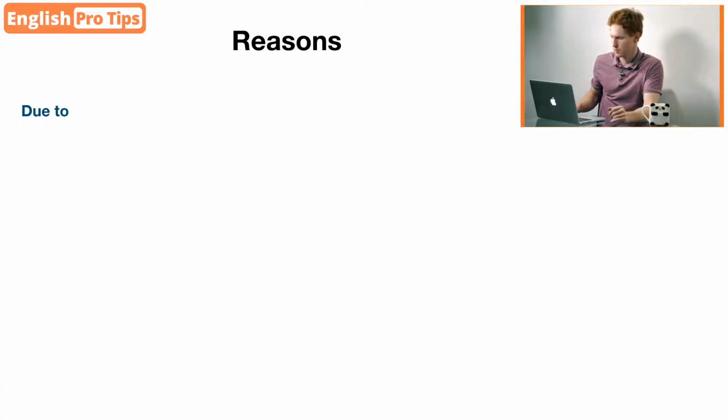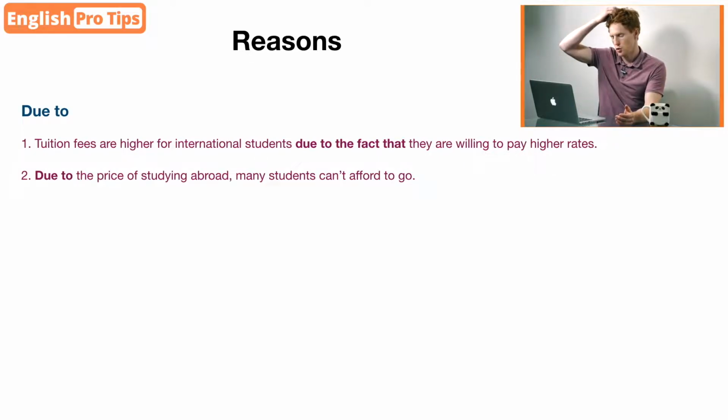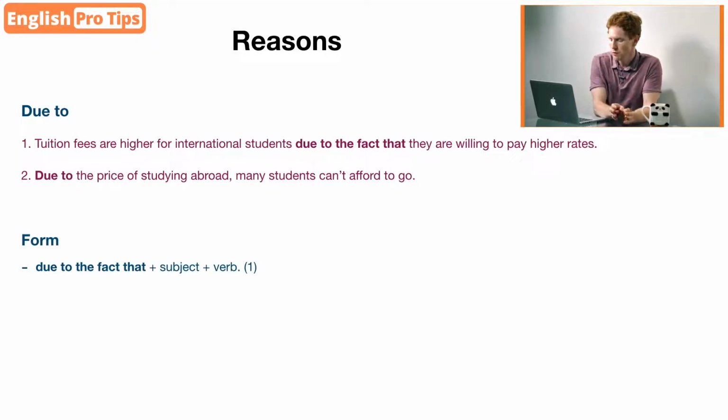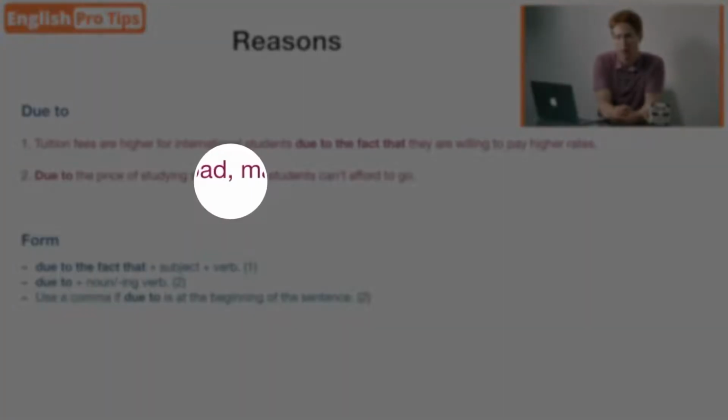How about due to? Tuition fees are higher for international students due to the fact that they are willing to pay higher rates. Due to the price of studying abroad, many students can't afford to go. Let's look at the form. We use due to the fact that, and then a subject, and then a verb. That's a clause, remember? We can see that in sentence number 1. We use due to plus a noun or an ing verb, and we can see that in sentence number 2. And then we have a comma when due to, or due to the fact that, is at the beginning of the sentence.